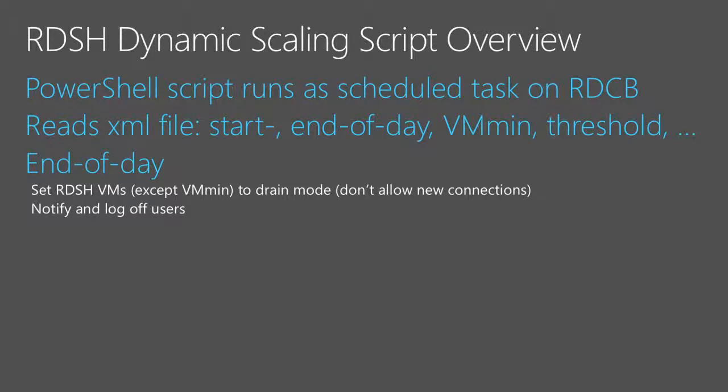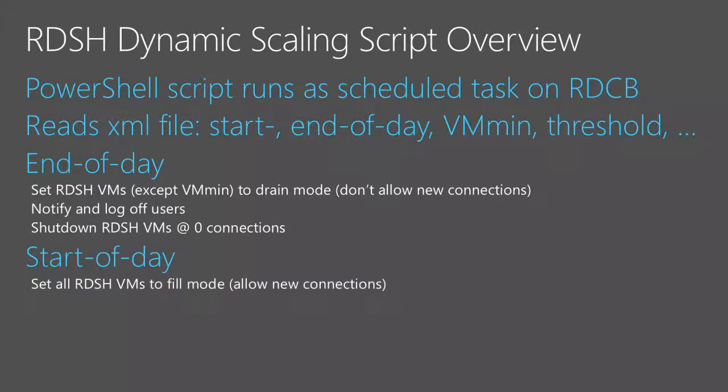It's going to notify the users that are logged into the VMs that it wants to shut down and say, you've got so many minutes, which you get to define, and then I'm going to log you off, so it's better save your work. And then it'll start shutting those RDSH VMs down once there's 0 connections on them. When we come around to the start of the day, and the script finds that it's now in the start of the day, it's going to go set all those VMs back to fill mode in this case. So they're going to allow new connections, and then it's going to start them up as that threshold is passed. As users start coming in the morning and logging in, it will start spinning those VMs back up.